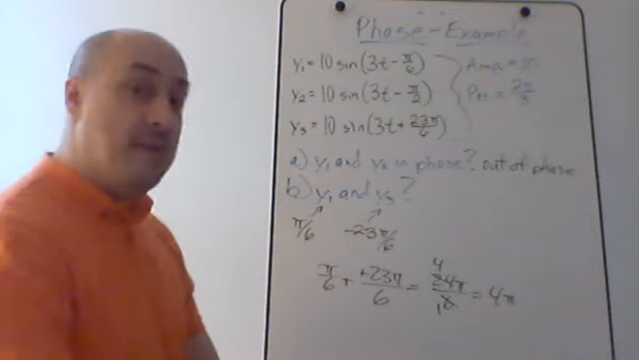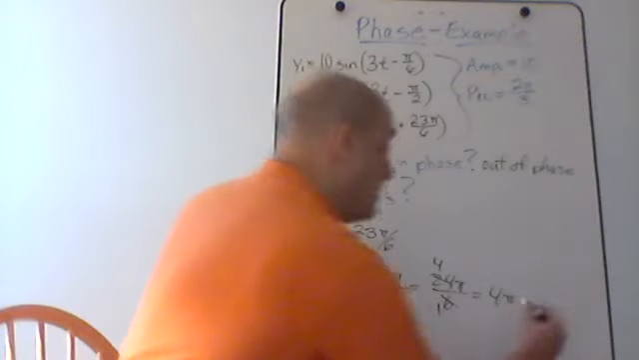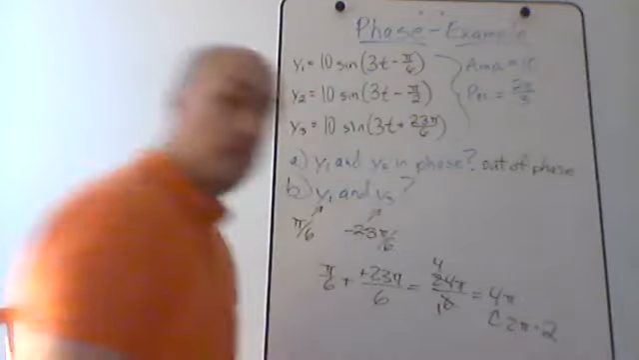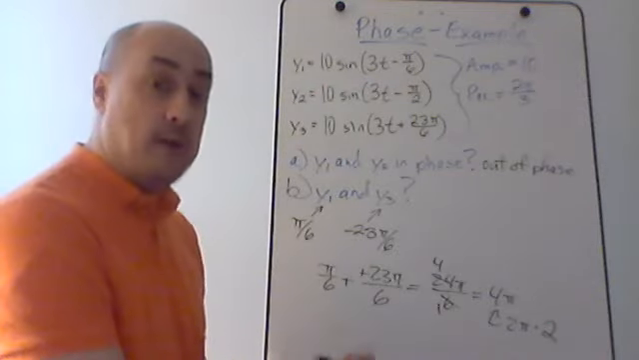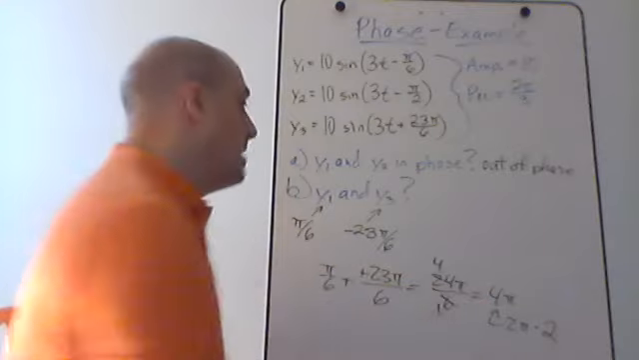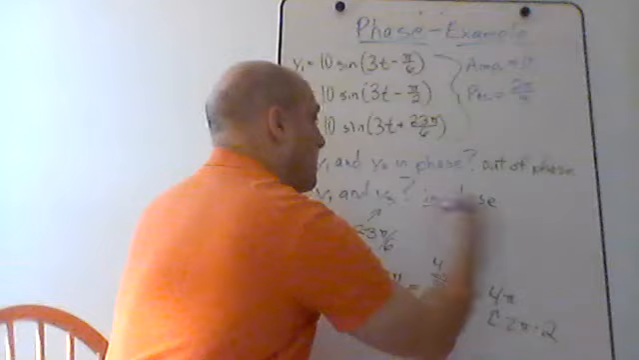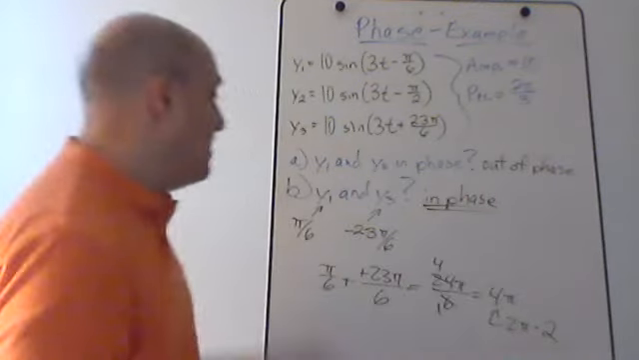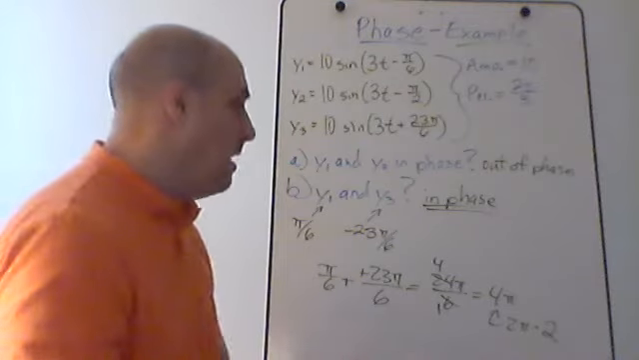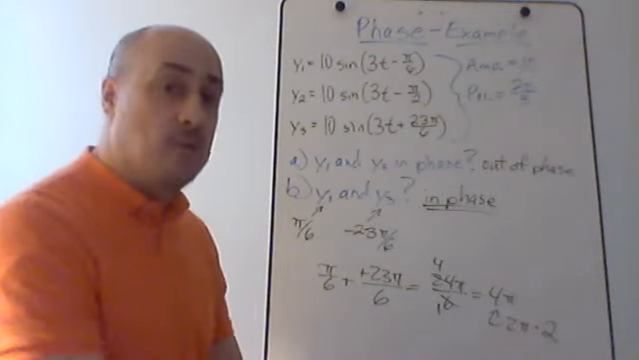Now, to tell if they're in phase or out of phase, is 4 pi a multiple of 2 pi? Well, it is, because 4 pi is 2 pi times 2. That's a multiple of 2 pi, because when I multiply 2 pi times a whole number, I get this answer here, 4 pi. So y1 and y3 are going to be in phase. They are in phase because their phase difference is a multiple of 2 pi. All right, so that's how we can check whether two curves are in phase or out of phase.